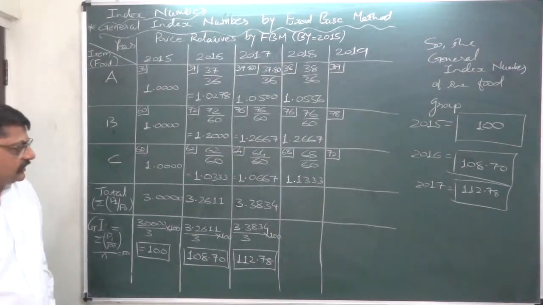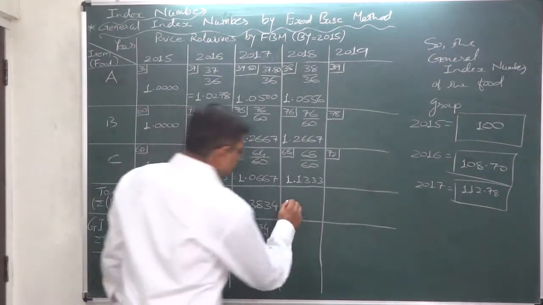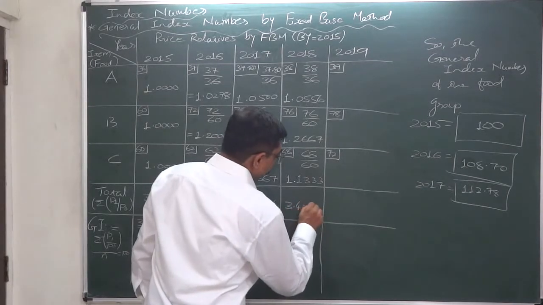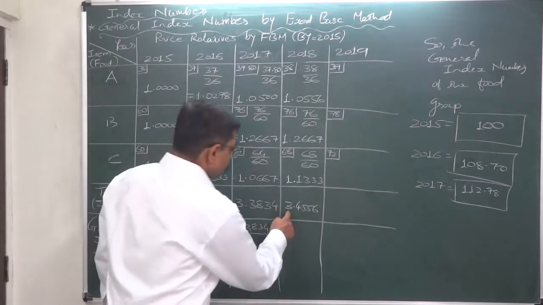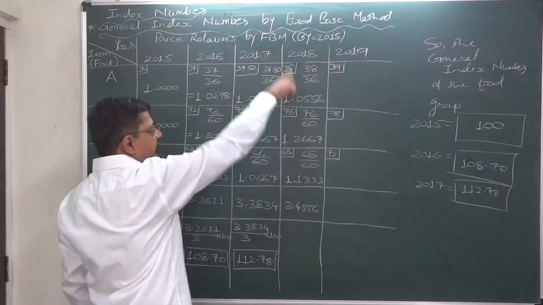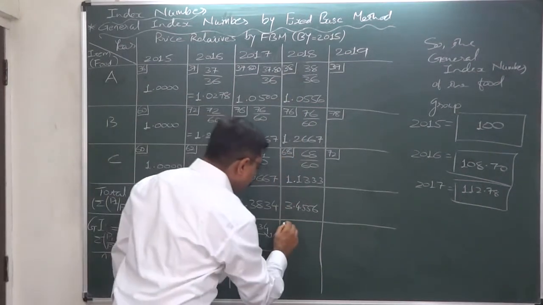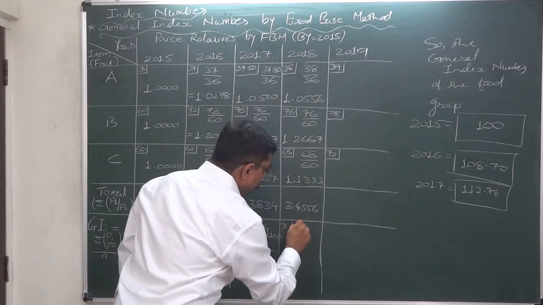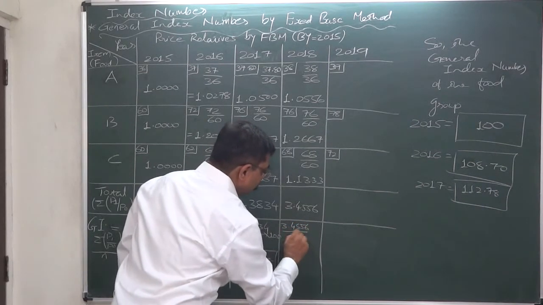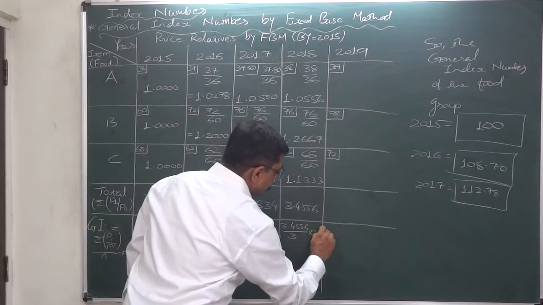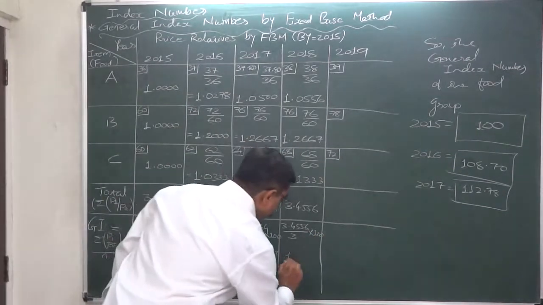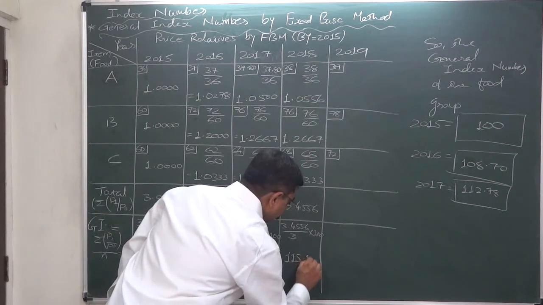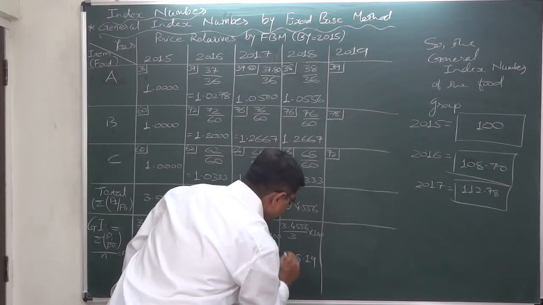Okay. Summation of these 3 is 3.4556, that is summation of price relatives of 3 items for the year 2018. So 3.4556 divided by number of items 3 into 100. That is general price index, and it comes to 115.19.